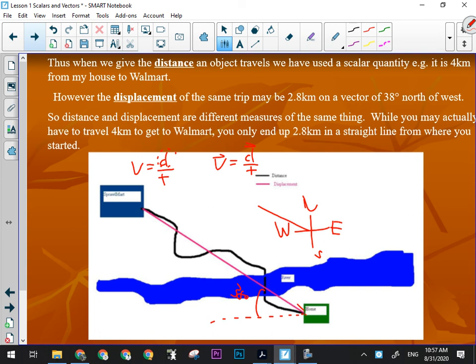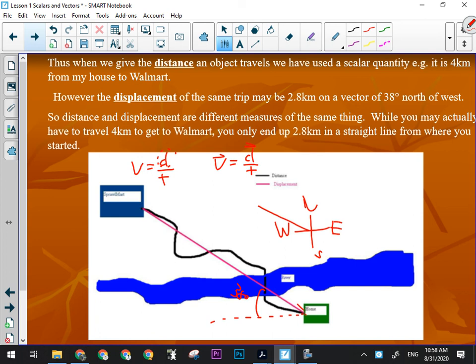4 kilometers to Walmart, took me half an hour. No, let's just keep it in kilometers per hour. So I'm 4 kilometers in a half an hour. How far have I gone in an hour? Not 2, 8, right? Took me half an hour to walk 4 kilometers, so it would take me an hour to walk 8, right? So is my speed 8 kilometers per hour?